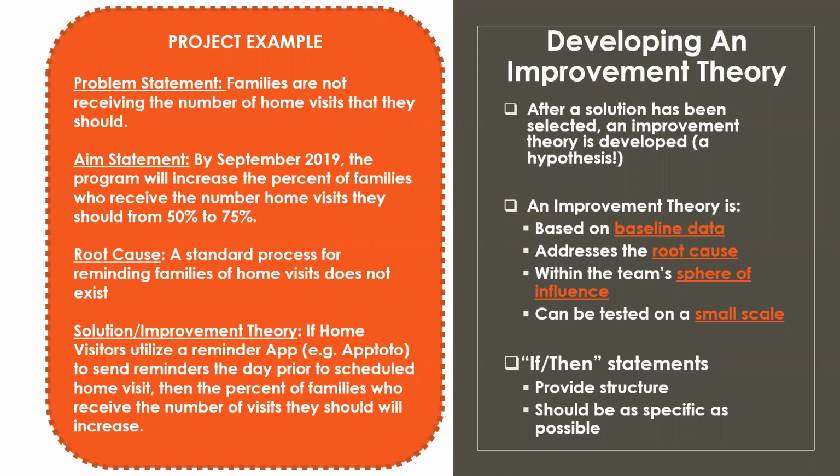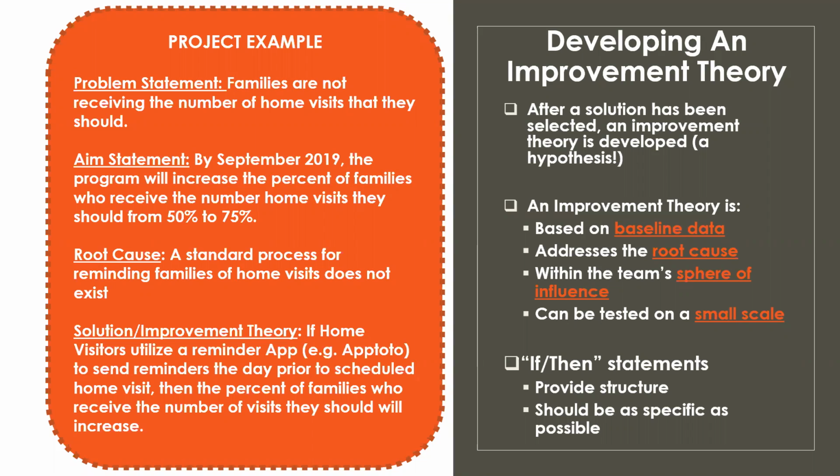So when you're developing an improvement theory, you want to make sure that you use the if-then approach. That approach really capitalizes on using baseline data, making sure that you are addressing the root cause, ensures that you are thinking about something that is within the team's sphere of influence, and ultimately you want to have an improvement theory that can be tested on a small scale. So something that a home visitor can test with a family, or maybe something that could be tested during 1 week with a couple of families, something that you keep pretty small in scale, because remember, it's an experiment, you're trying it out. So you want to use the if-then structure for stating the solution that you're going to test.